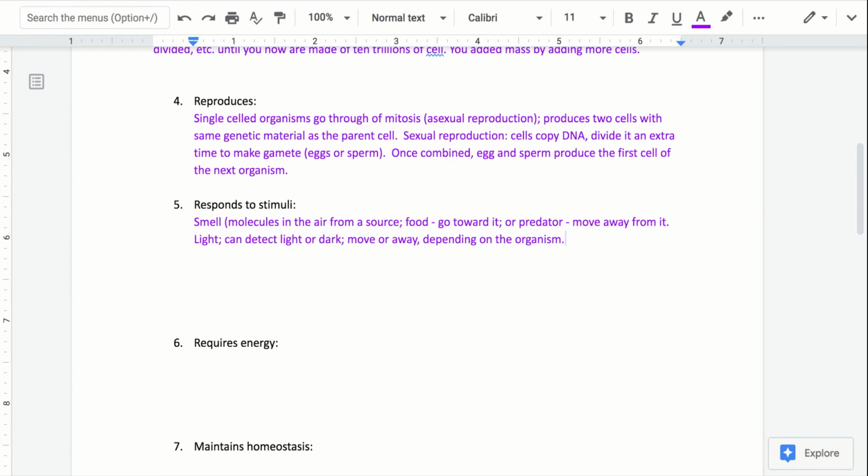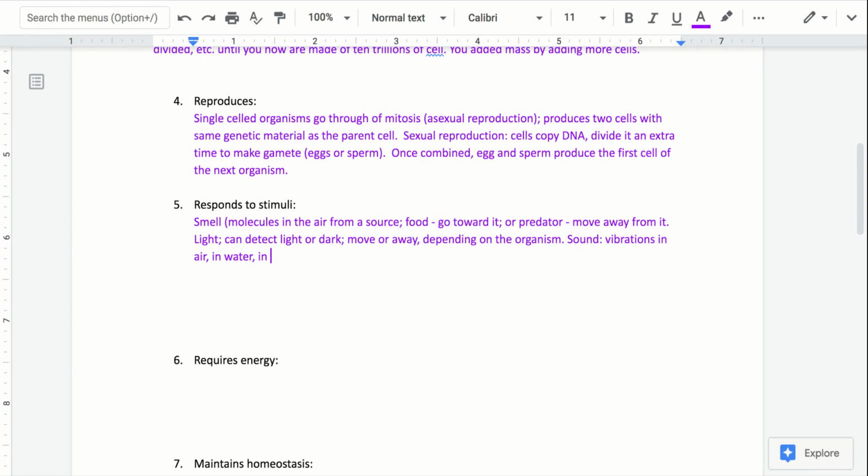Okay, some other examples of stimuli. Sound is detecting vibrations, and that can be in the air, can be in water, can actually be in solids. Okay? So those are just three examples of stimuli that organisms might detect and respond to in some way.